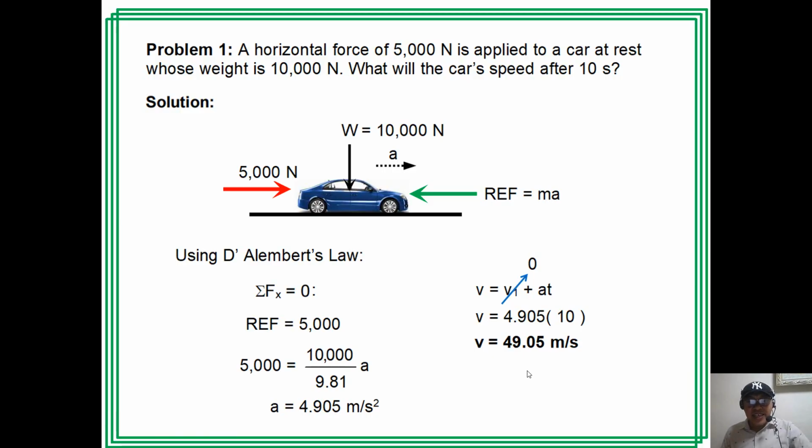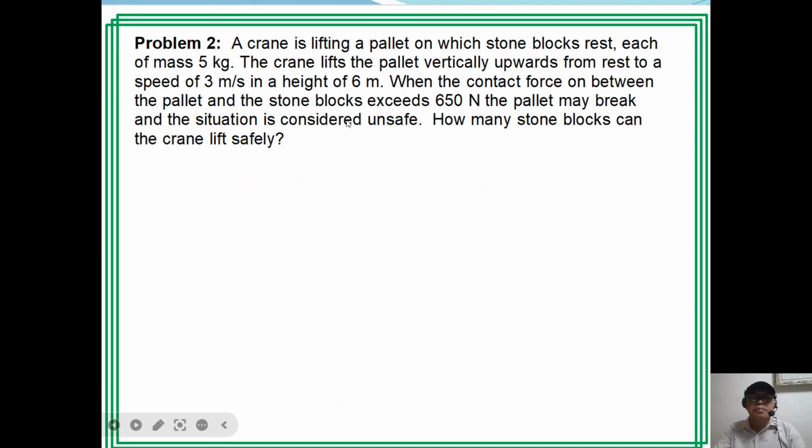So in the succeeding examples, you can use either Newton's second law or Lambert's principle. Okay, so we have the next problem here. A crane is lifting a pallet on which stone blocks rest, each of mass 5 kilograms. So each stone block has a mass of 5 kilograms. The crane lifts the pallet vertically upwards from rest to a speed of 3 meters per second in a height of 6 meters.